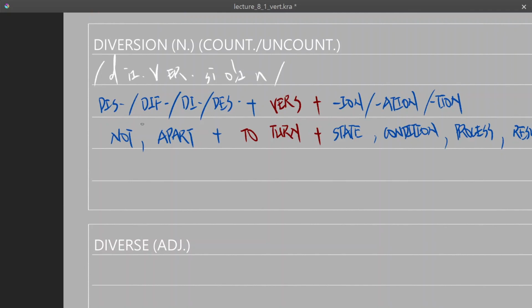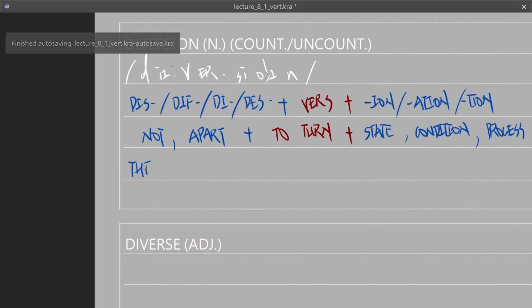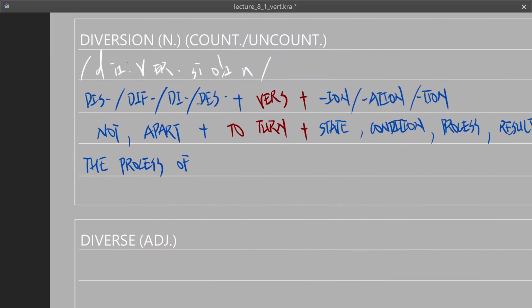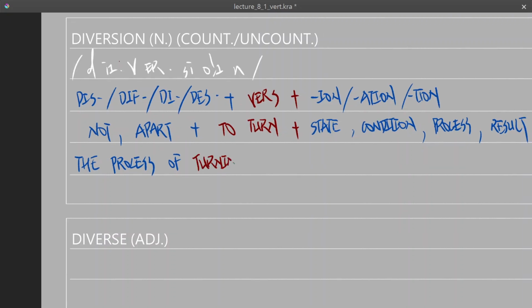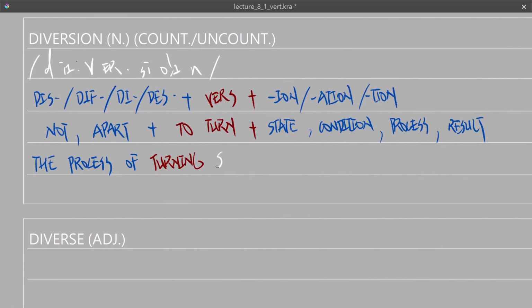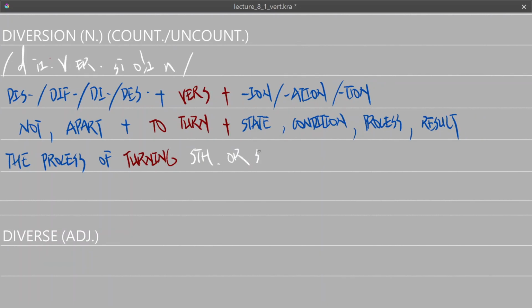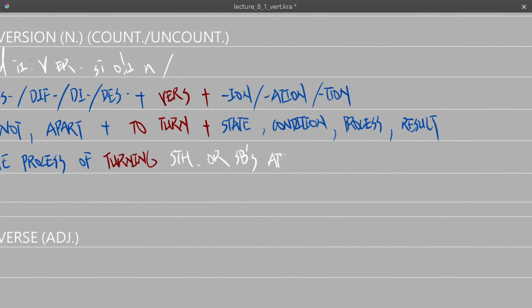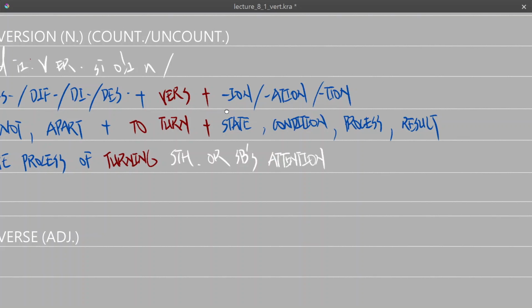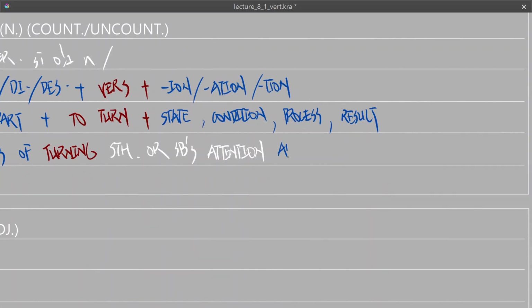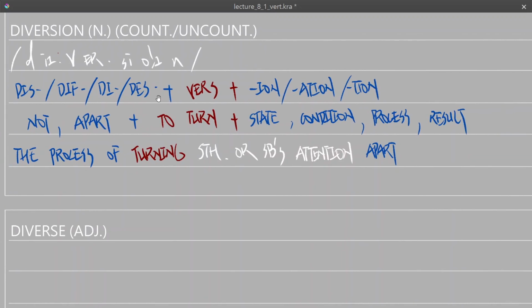Diversion. So diversion literally means the process of turning something or somebody's attention apart. Turning something or somebody's attention apart. That's it. Diversion.